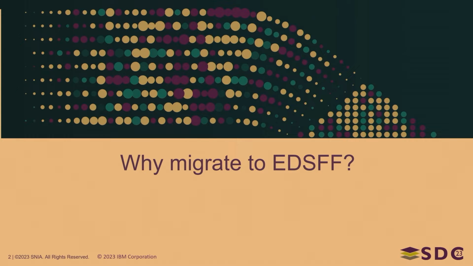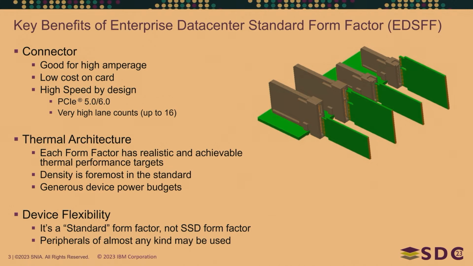So why would we migrate to EDSFF? The Enterprise Data Center Standard form factor has a lot of good features. It gets rid of the old SATA style connector that U.2 had. It's very good for high amperage. It's very good for reducing the cost of your card. You don't have to go buy a connector for it. It's high speed by design. It's really designed for PCIe 5 and 6, and you can get very high lane counts from it, up to 16.